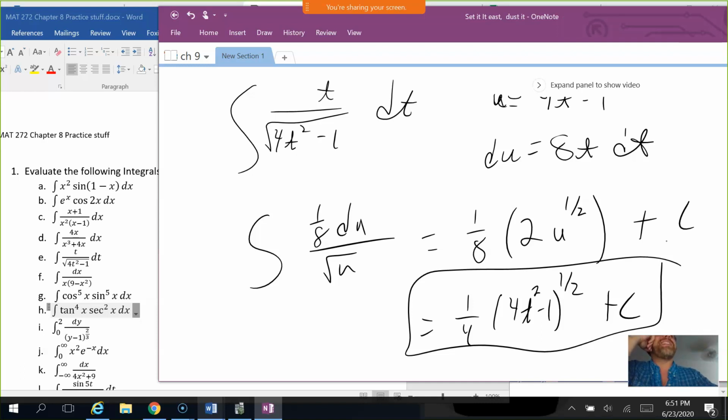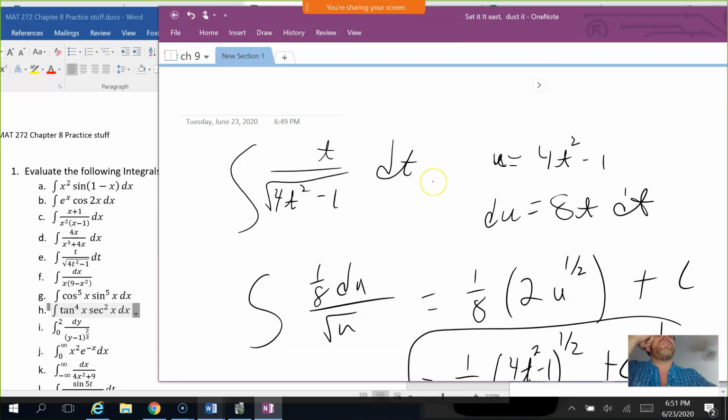I love the names that they get for these OneNote things. I don't know. Set it east, dust it. Somehow it got that out of what I just wrote up here. That's amazing.